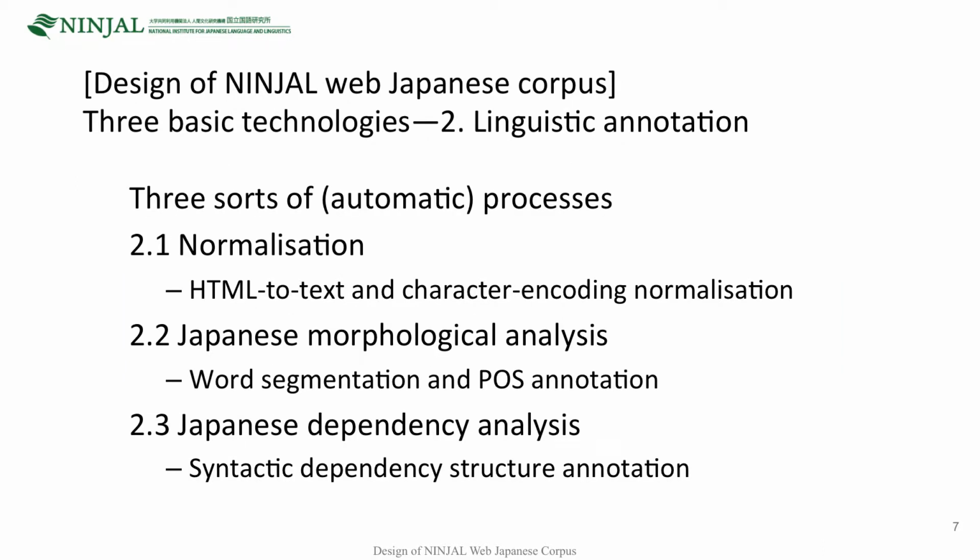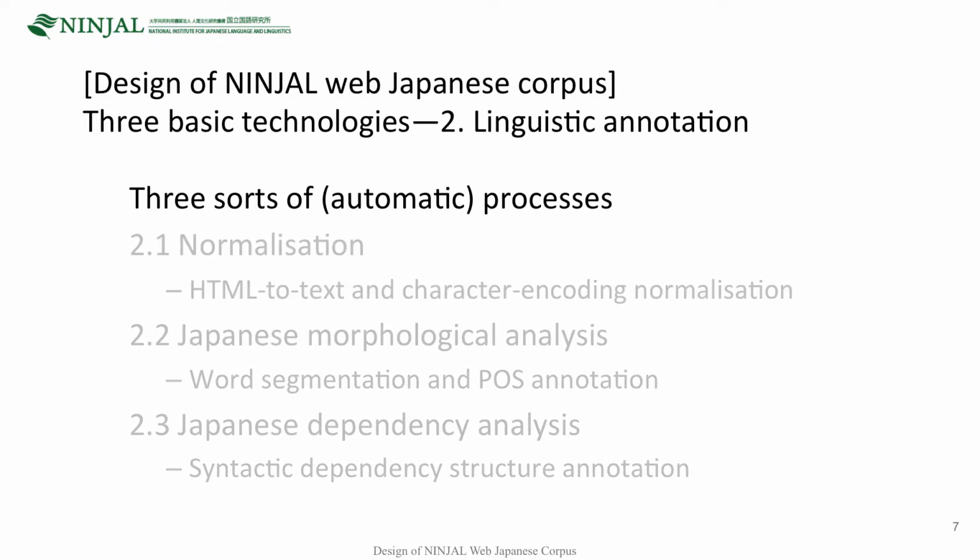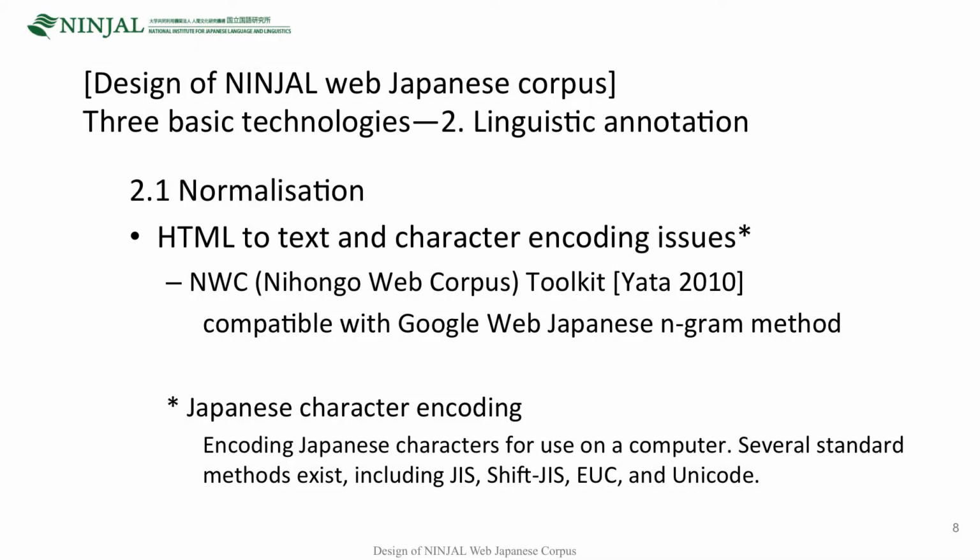Next, we look at the linguistic annotation of our corpus. This is for linguistic research. We introduce 3 types of automatic processes. The first issue is text and character normalization. The collected web pages are in the HTML format. The HTML should be converted into text. In the conversion, we have to resolve character encoding issues. We use a toolkit developed by Mr. Yatta to help us do so. The toolkit is compatible with the Google Web Japanese Ngram method.